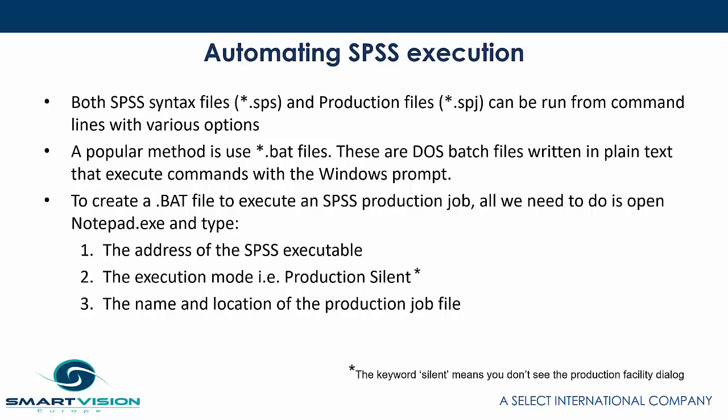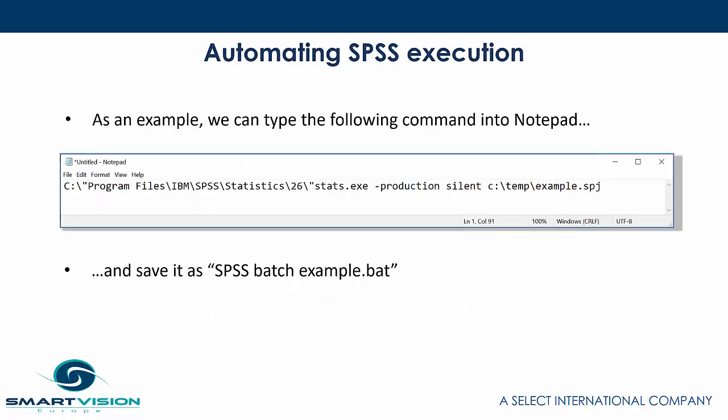And you tell it that you want to run it in silent mode. The silent mode here simply means that it doesn't physically load the production facility, so you don't see it. It's just happening in the background. And then lastly, you simply tell it the name of the file that you want to execute. So the production file itself, example.spj, and you tell it where that is. So it literally looks like this.